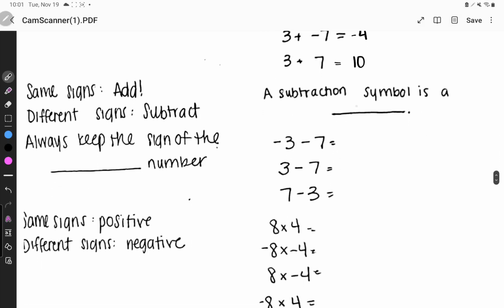The next thing is if you are subtracting. Same signs add, different signs subtract, and you always keep the sign of the bigger number. A subtraction symbol is the same thing as a negative.